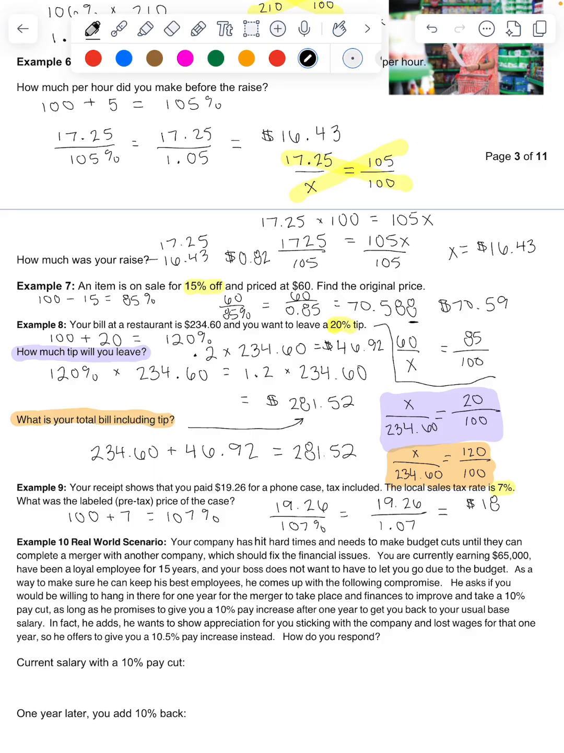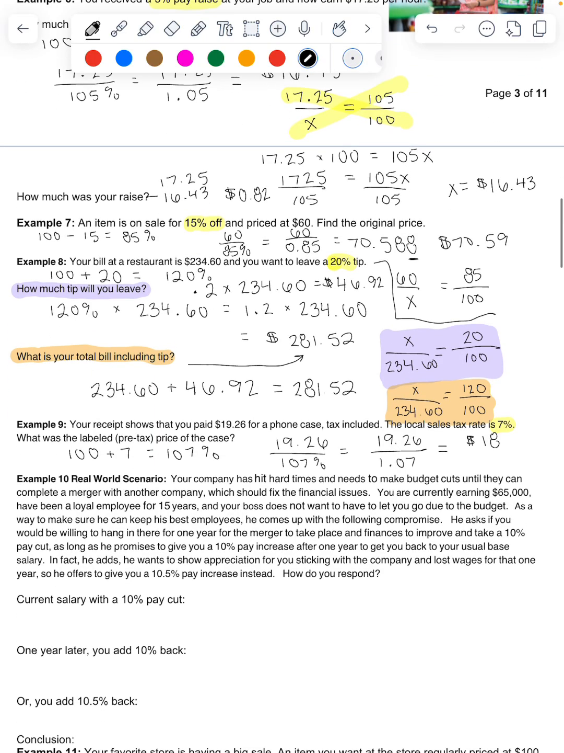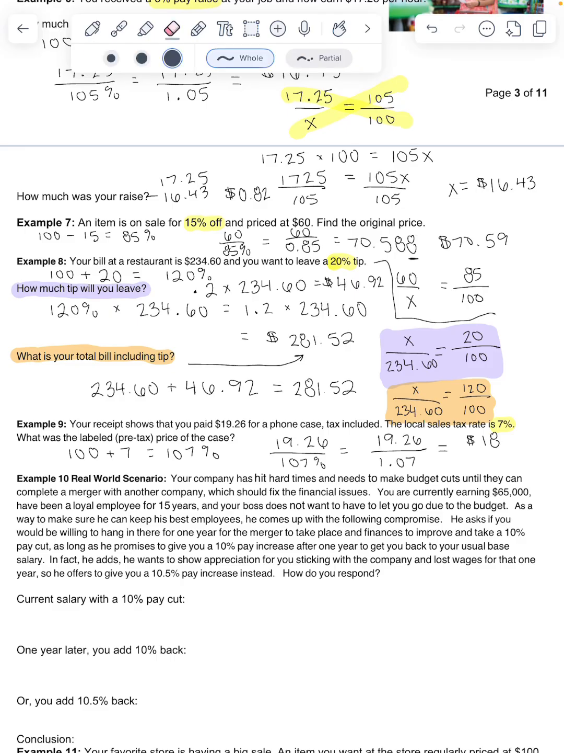If you wanted to set this one up as a proportion, I would have, let me see where I can squeeze it in here. Let me move some of this over a little bit.